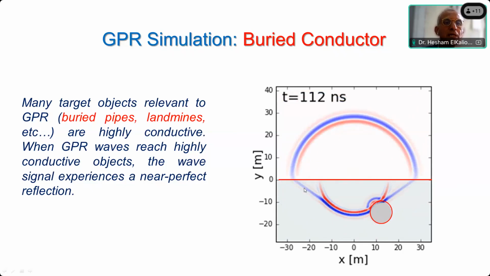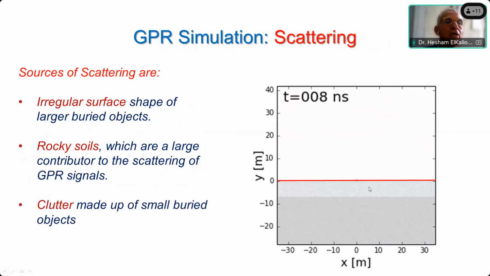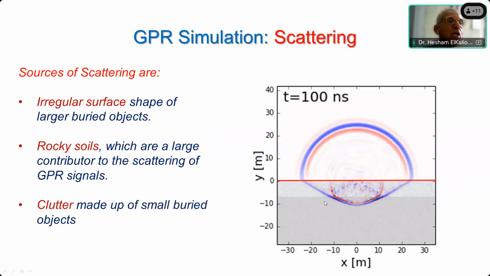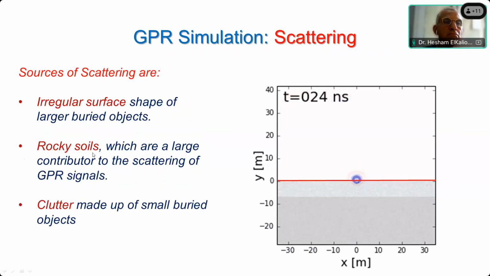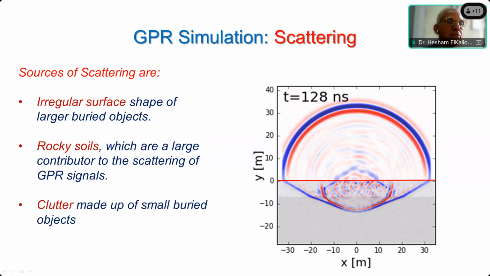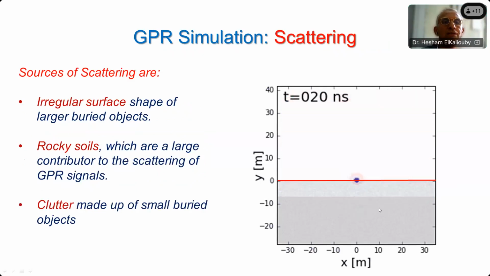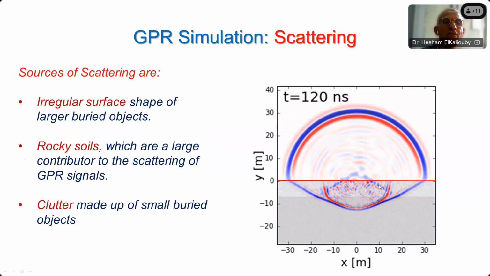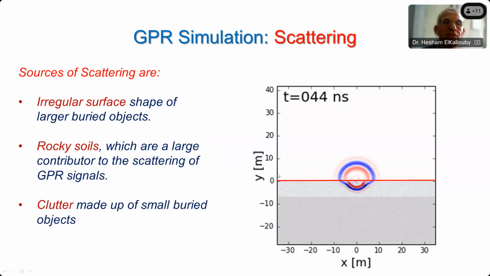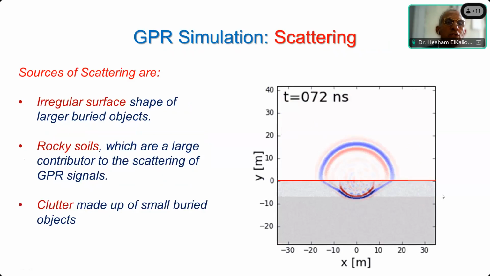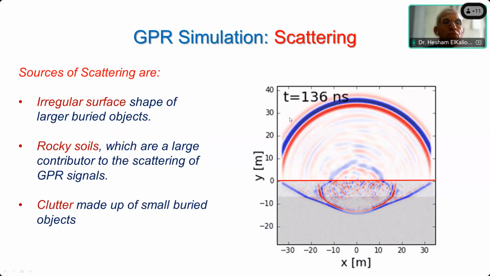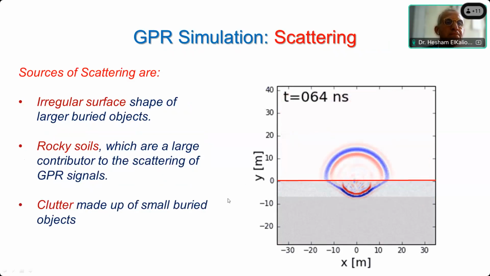If we have scattering, for example, from an irregular surface, not a horizontal interface, or if we have a rocky soil with many small rocks, or clutter coming from a buried object, this will have a bad effect on the quality of the GPR signals. We have more scattering. You can see the signal is scattered because gravels or small rock pieces have a bad effect on the GPR signal. But this is a simulation, showing how it looks when we use a GPR.